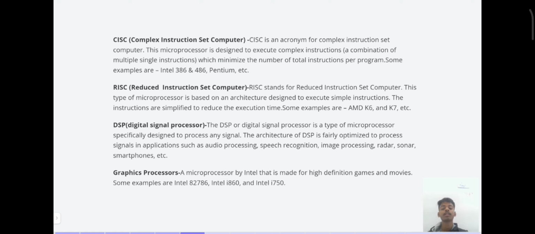DSP, that is digital signal processors. The DSP is a type of microprocessor specifically designed to process signals. The architecture of DSP is highly optimized to process signals in applications such as audio processing, speech recognition, image processing, radar, sonar, and smartphones, etc. Graphic processor. A microprocessor by Intel made for high definition games and movies. Some examples are Intel 82786, Intel i860, and Intel i750. Moving on.